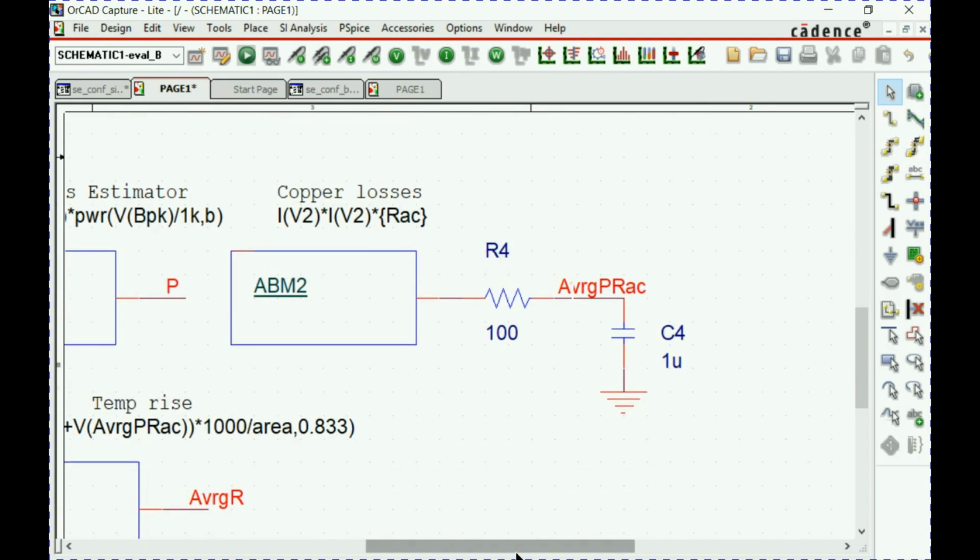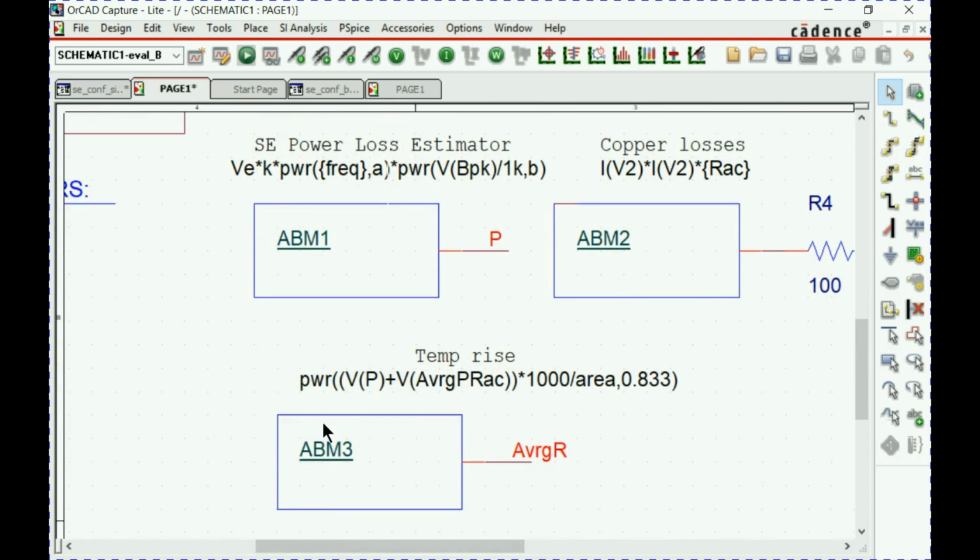Now I combine these two together. So we have the core loss and the copper loss, and since this is in watts, I need it in milliwatts. So it's multiplied by 1,000, divided by the area, and to the power of 0.833. So this point is really the average temperature rise in centigrade above ambient, using this, of course, approximate equation.